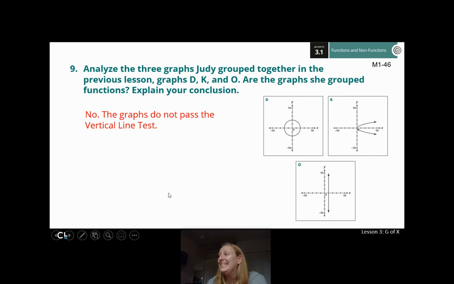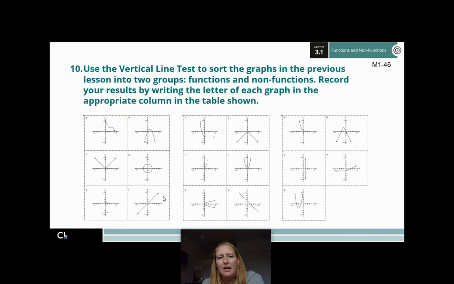Those bad boys did not pass the vertical line test. It's very sad. So remember I just said that you're going to need all those graphs. So these are all the graphs. Remember in our last lesson, we had all these graphs. We had a whole bunch of graphs that you cut out and we were playing with them. We were doing all kinds of stuff with them. We're playing with them a little more today. And I should warn you, we're going to play with them a little more in the next lesson as well.